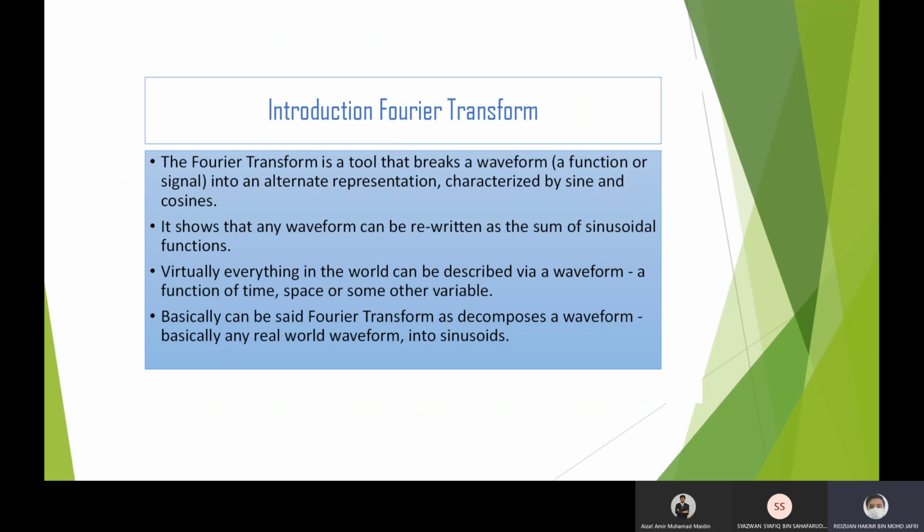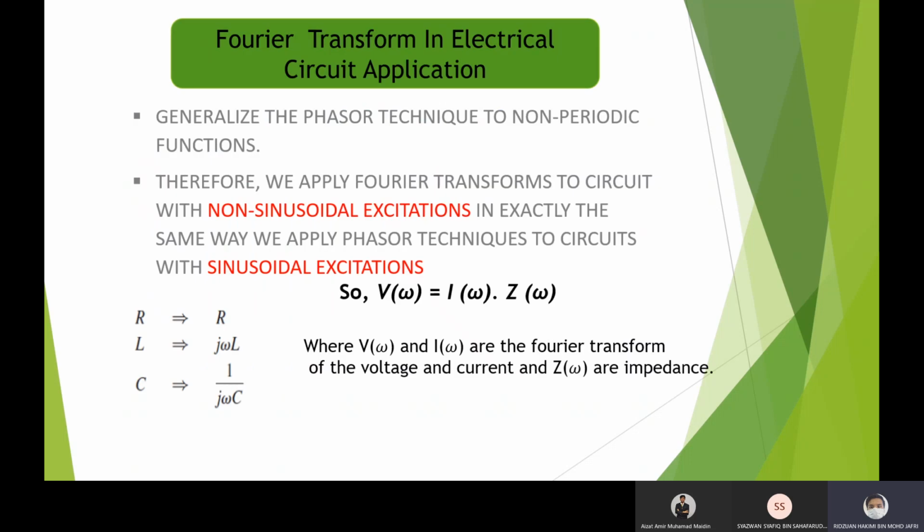Basically, it can be said that the Fourier transform decomposes a waveform, basically any real waveform, into sinusoids. And about Fourier optics, a linear optical system can be evaluated using Fourier optics. Fourier optics is a powerful tool allowing the estimation of a visible range imaging system to transfer the spatial frequency components of an object. And then I will pass to my friend for the Fourier transform application.